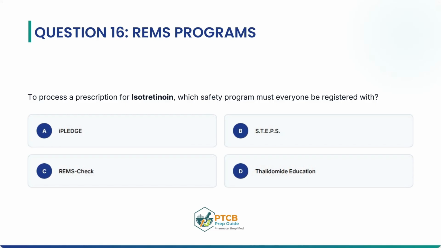To process a prescription for the acne medication isotretinoin, which program must the pharmacy, doctor, and patient be registered with? Option A, iPledge. Option B, STEPS. Option C, REMS check. Or option D, thalidomide education.